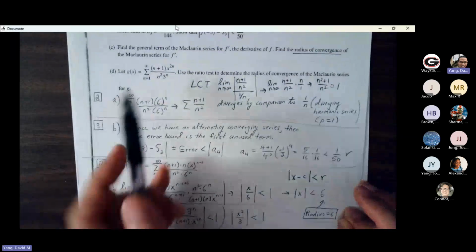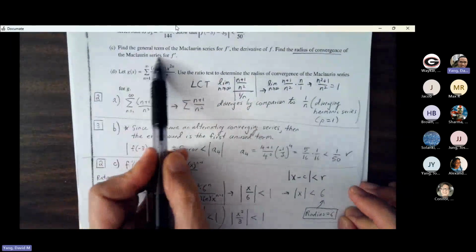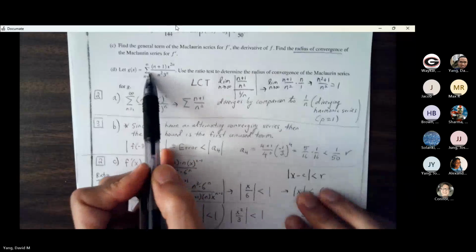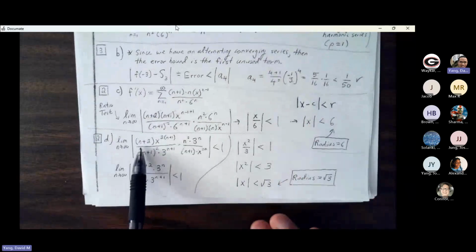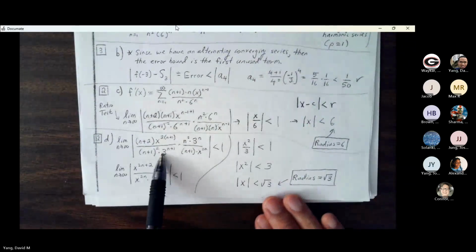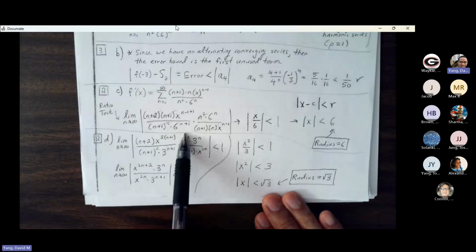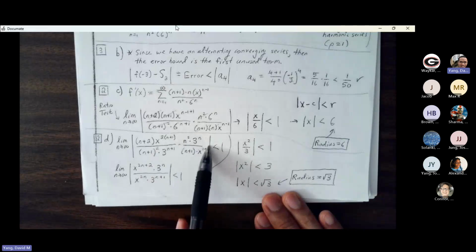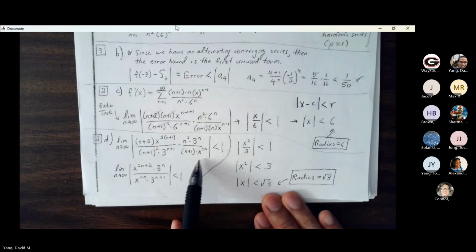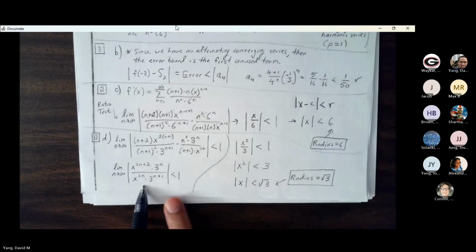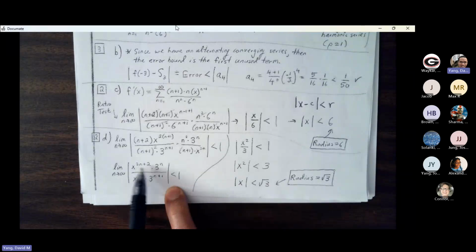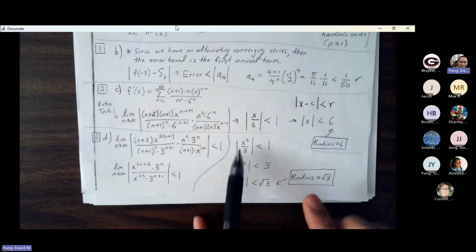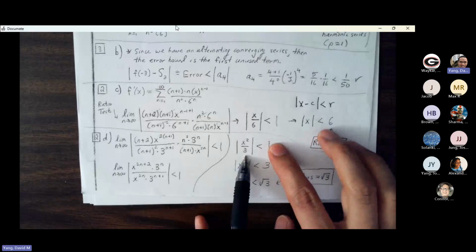Part D, they're giving us another rule of sequence. We're doing ratio test again. Replace every n with n plus 1, divided by a sub n, which is the same thing as multiplying by the reciprocal. Do your steps of cleaning up. And a bunch of x's cancel out. The only thing you're left with is x squared over 3 is less than 1.